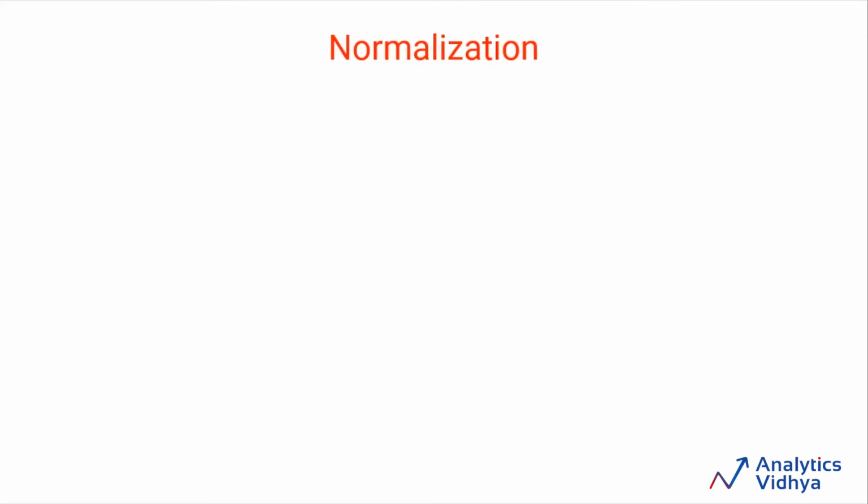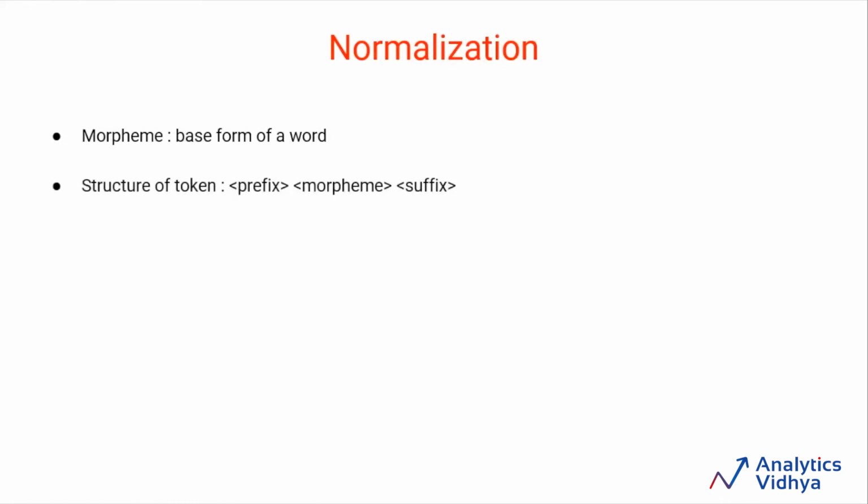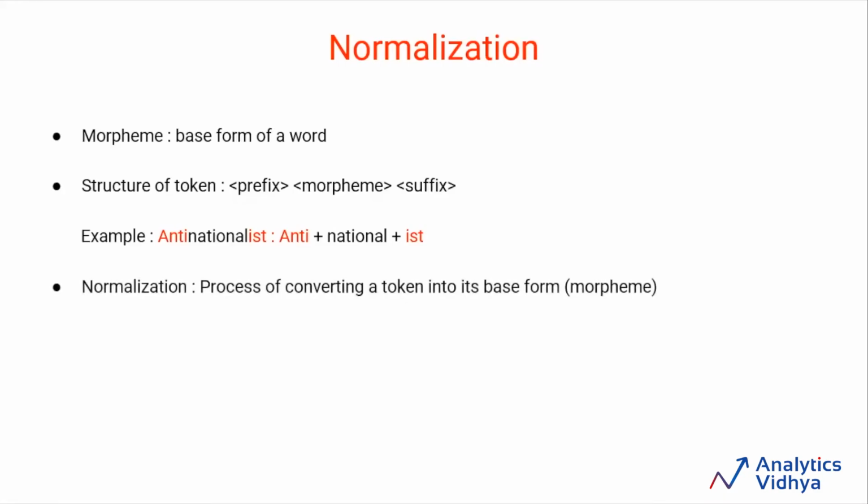Next technique is normalization. In the field of linguistics and NLP, a morpheme is defined as the base form of a word. A token is generally made up of two components: morphemes, which are the base form of a word, and inflectional forms, which are essentially the suffixes and prefixes added to morphemes. For example, consider the word anti-nationalist, which is made up of anti and ist as the inflectional forms and national as the morpheme. Normalization is the process of converting a token into its base form. In the normalization process, the inflectional forms of a word are removed so that the base form can be obtained. So the normalized form of anti-nationalist is national.